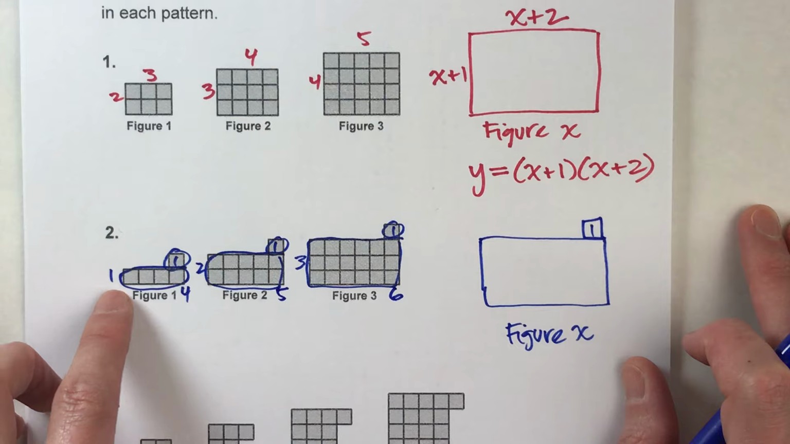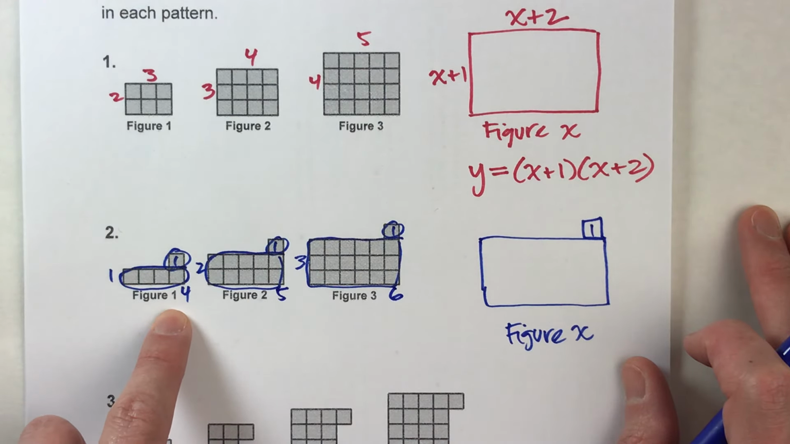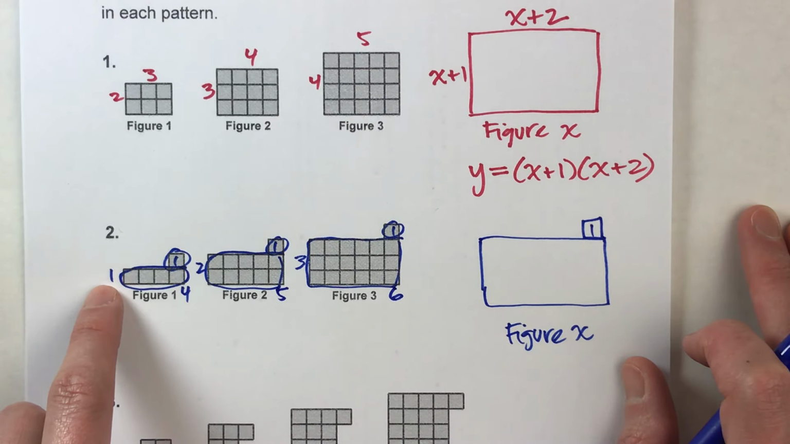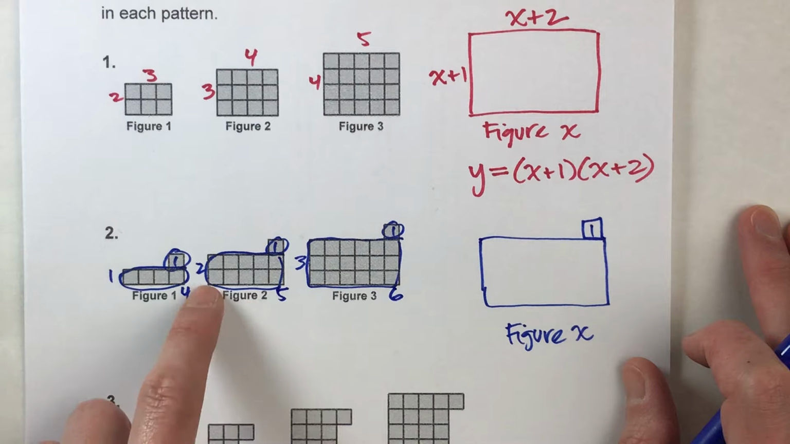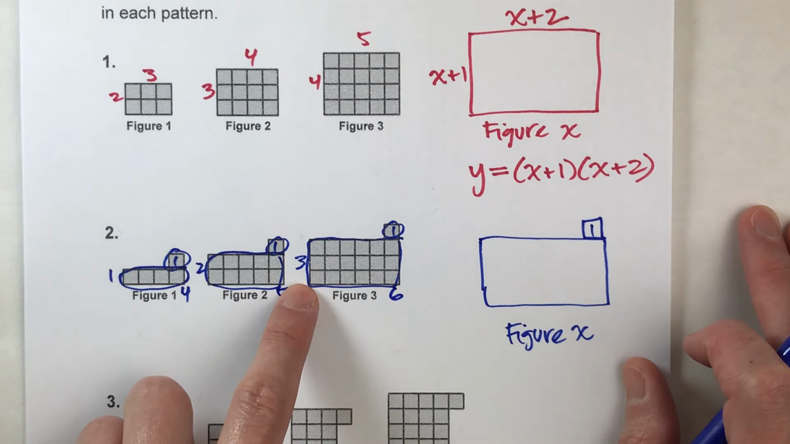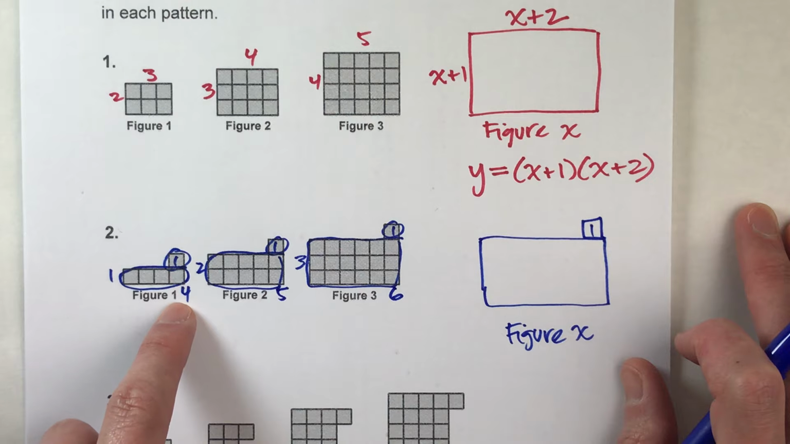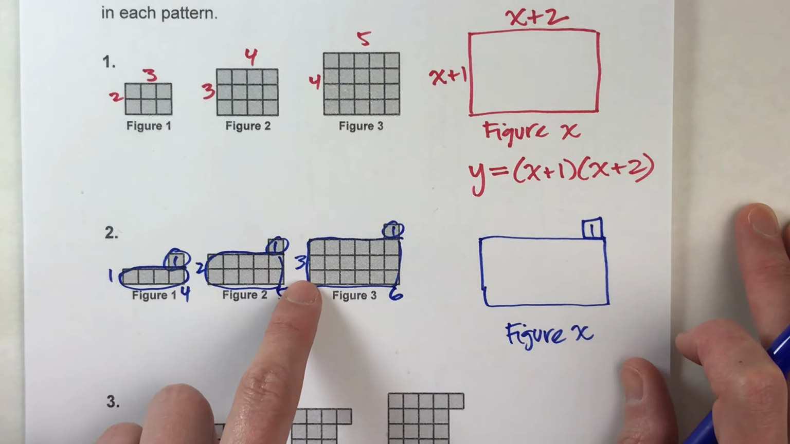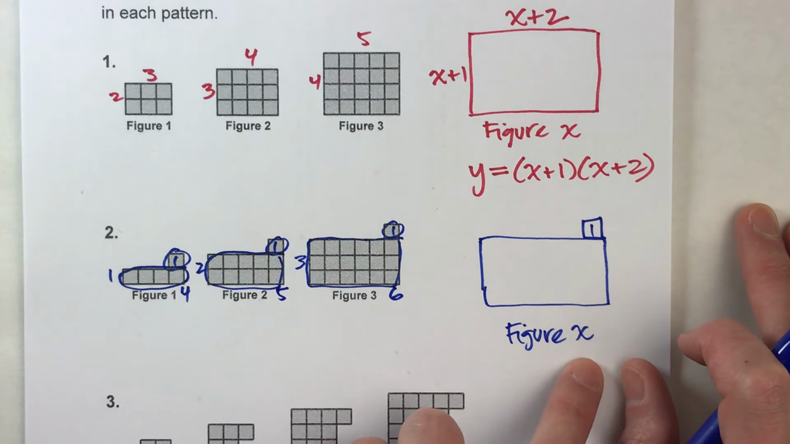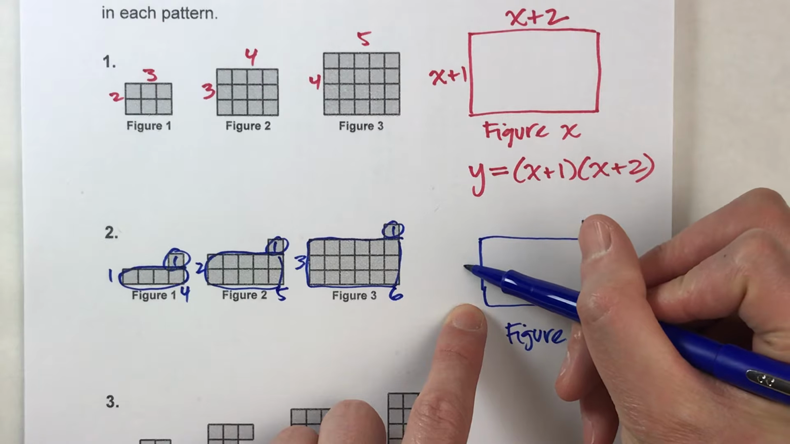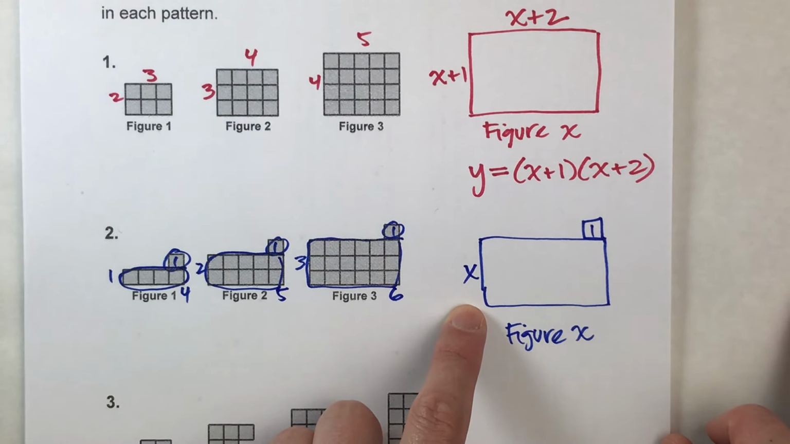Now let's relate the length and width to the figure number. For figure 1, the width is 1. For figure 2, the width is 2. For figure 3, the width is 3. Okay, so you can kind of see it, right? The width is always the same as the figure number. So for figure X, the width is going to be X.